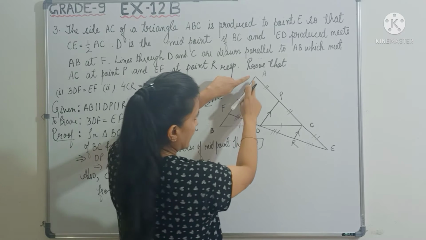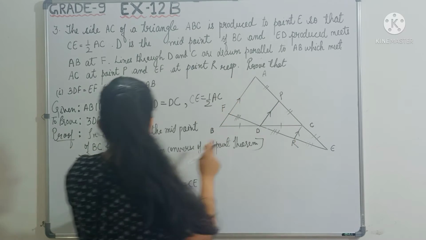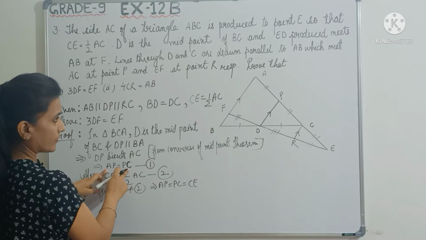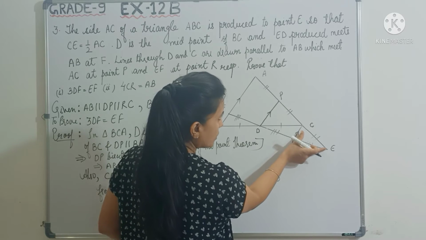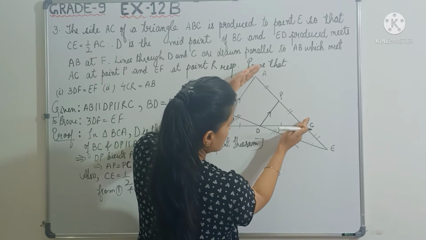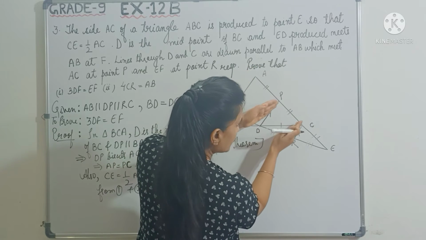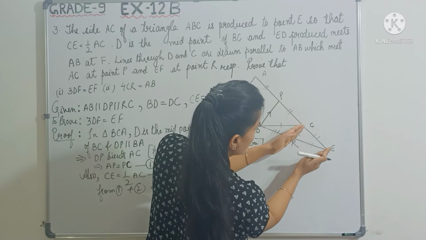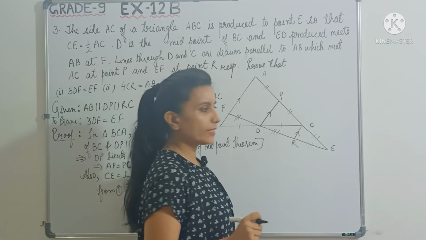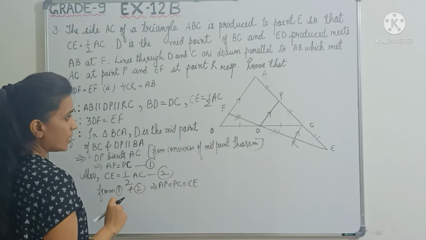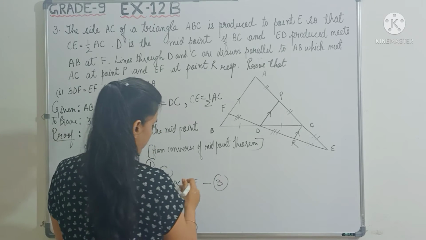Is it? AP is equal to PC, right? We just now showed that AP is equal to PC, correct? Now, CE is equal to half of AC. So half of AC is what? Half of AC is AP and PC. So it means CE will be equal to AP and PC. So these three are equal to each other, right? Okay. So you can name this 3 because we will be using this result further.